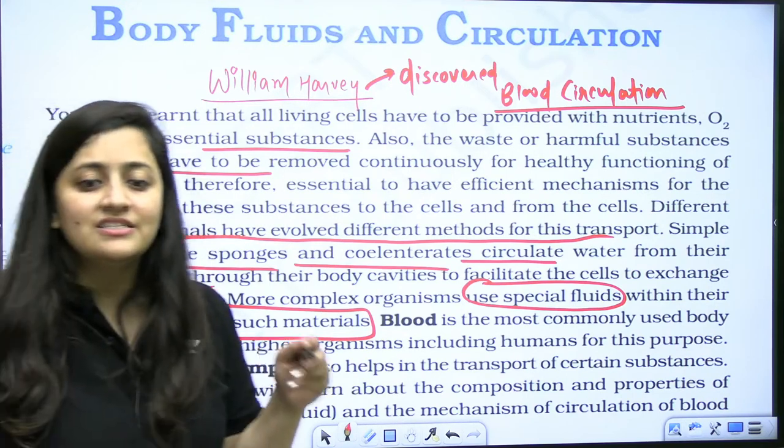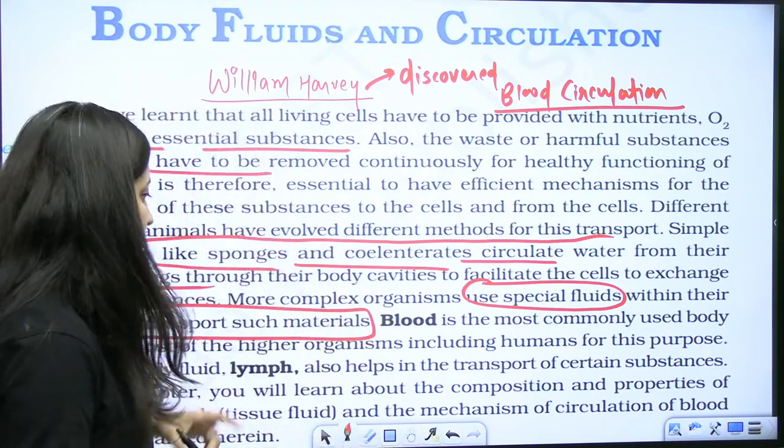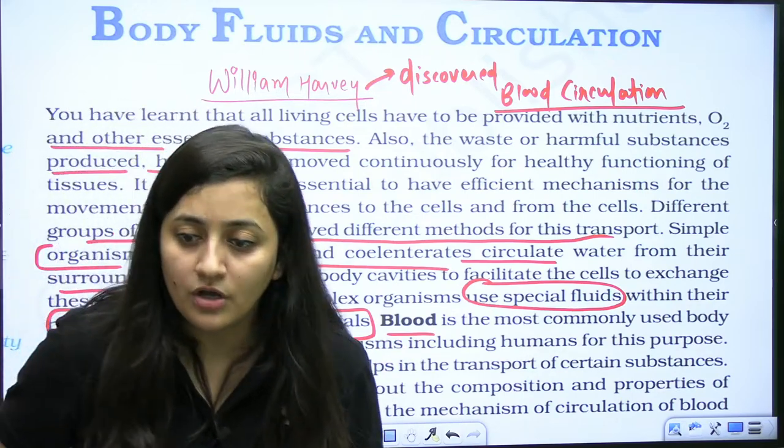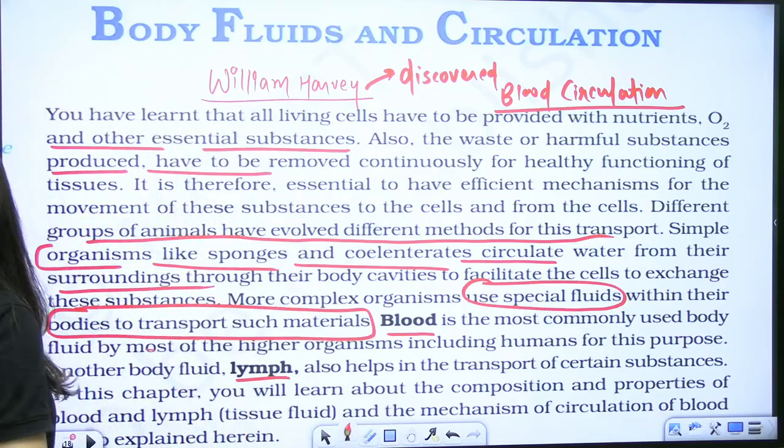And complex organisms use special fluids within their bodies to transport such materials. So when you talk about those special fluids, you are going to discuss the blood and the lymph. What are we going to discuss, bachche? We are going to talk about the blood and the lymph. So that's what we need to discuss in detail.